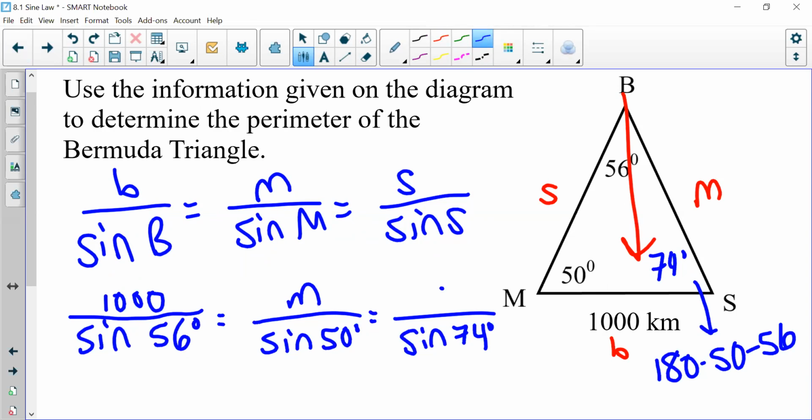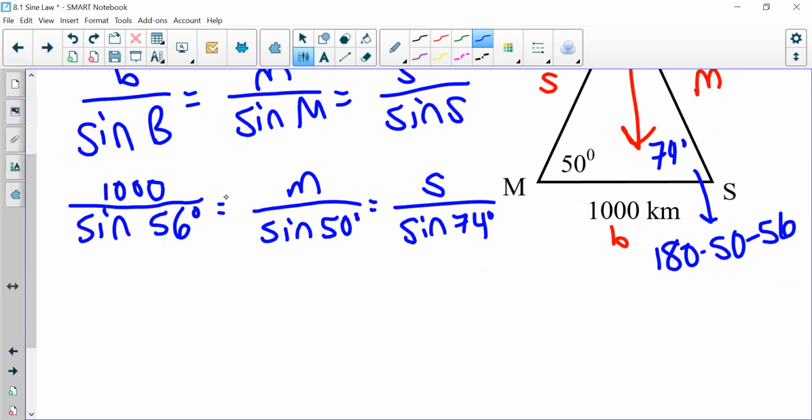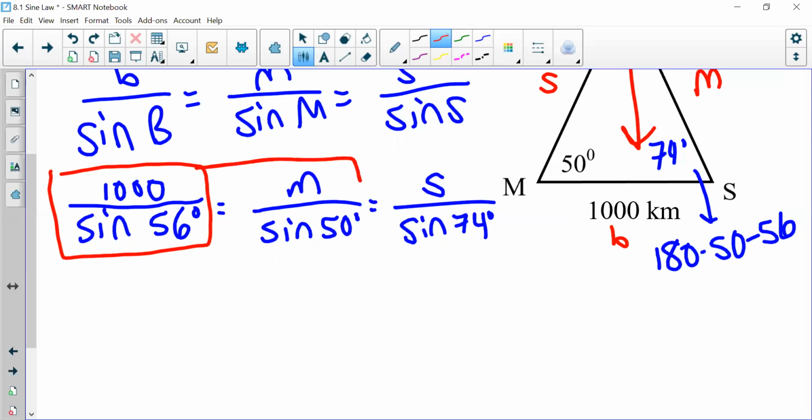In essence, this question is asking me to find both M and S because I want the whole perimeter. In sine law, you can see I actually have two equal signs. I have three components, but you never use all three. You only use two at a time. You're going to use the one where you have everything known. So I know B and B, and then we're going to solve for either M or S first. It doesn't matter. Let's just pick M, and we'll go back to S in a minute.